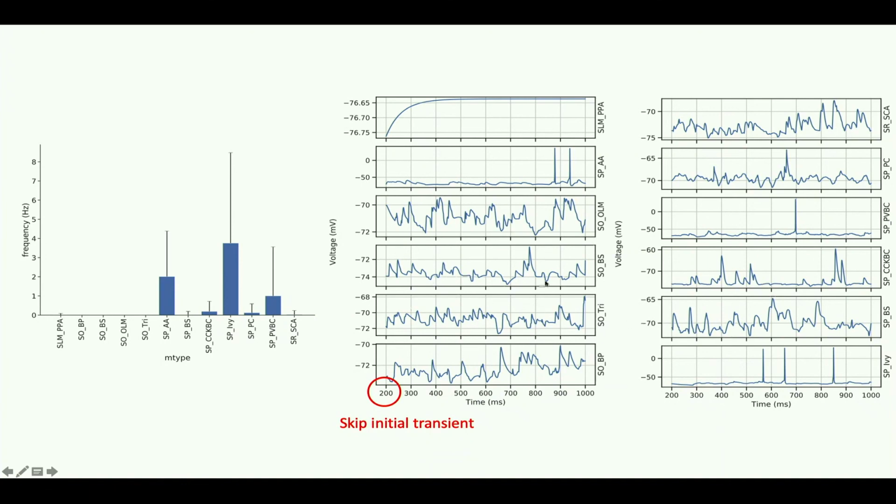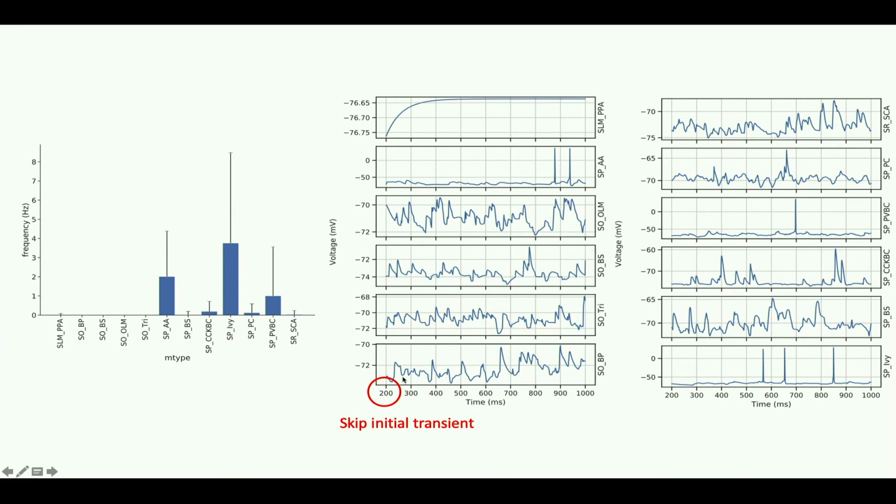Other things to notice: we skip the initial transient. Normally when you switch on the network, you may have an initial transient. How long it is, you have to check. You have to check when the network goes to a plateau, to a stable state. Sometimes it lasts a few hundred milliseconds, sometimes a few seconds.